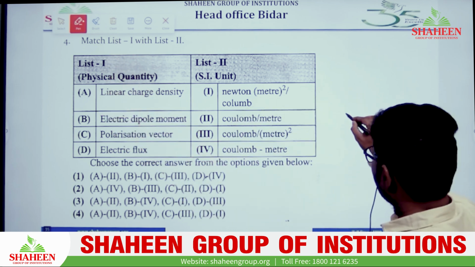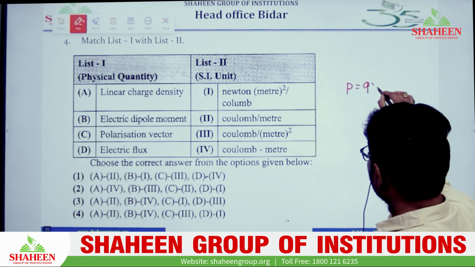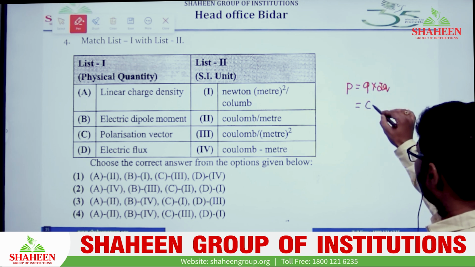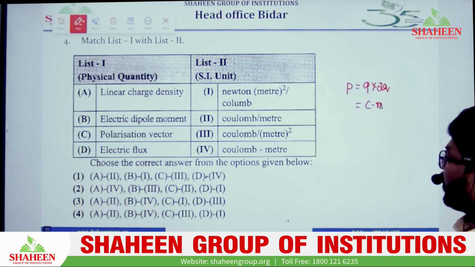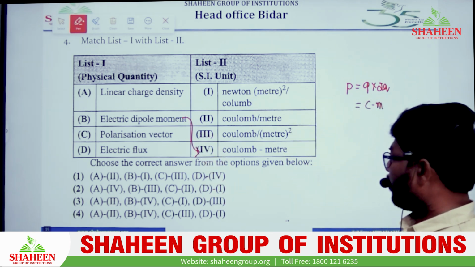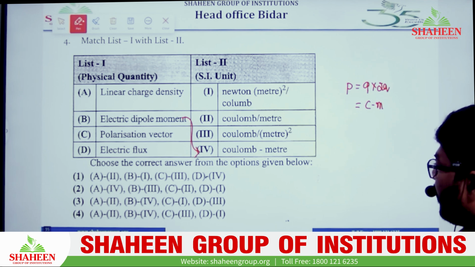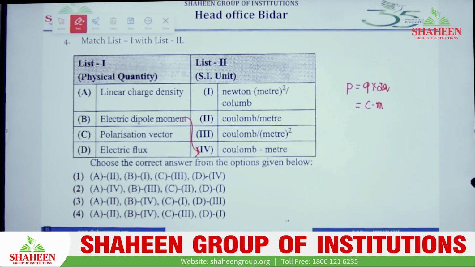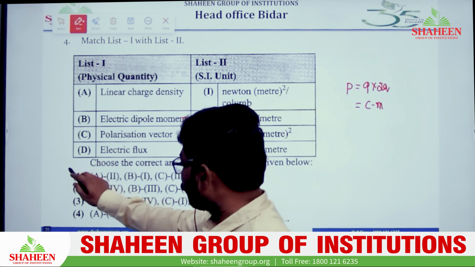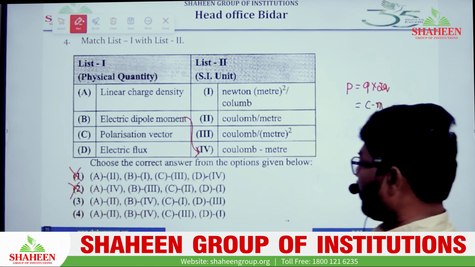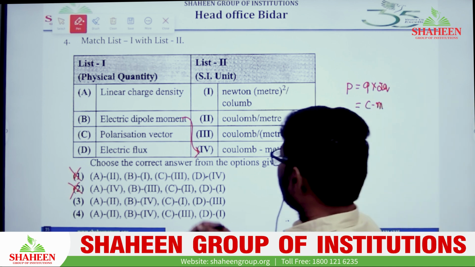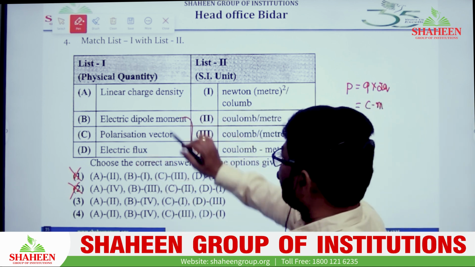Talking about electric dipole moment, it is Q into 2A. Charge is in coulomb, distance is in meter, so coulomb meter is the unit. So obviously option 4 for B, am I right? Options 1 and 2 are not possible, maybe option 3 or option 4. Option 4.